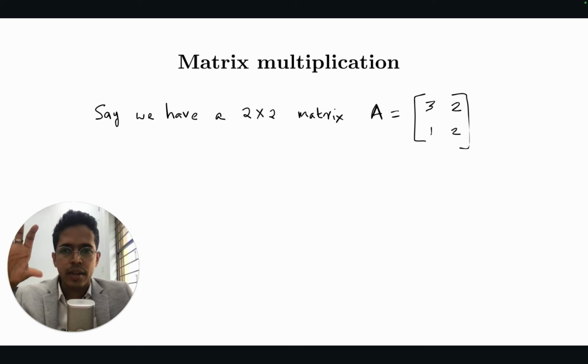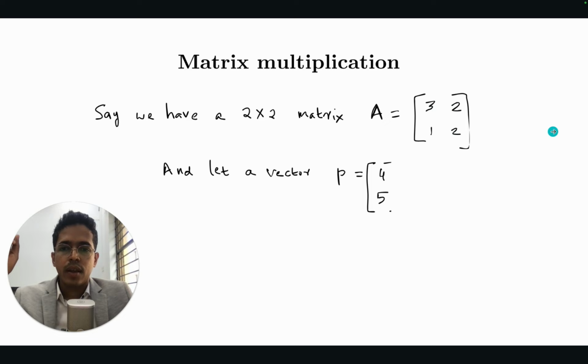So let's look at a 2 by 2 matrix A, denoted by 3, 2 in the first row and 1, 2 in the second row. And let's have a vector P. I'm not putting the vector symbol on top of it, it's not really the point of this lecture, but assume that whenever you see a column matrix like this, it's a vector P with column 4, 5.